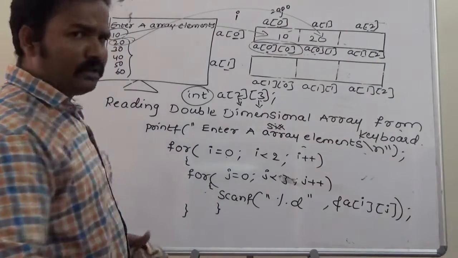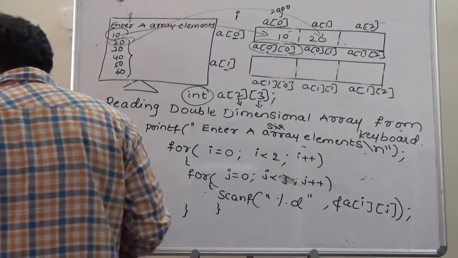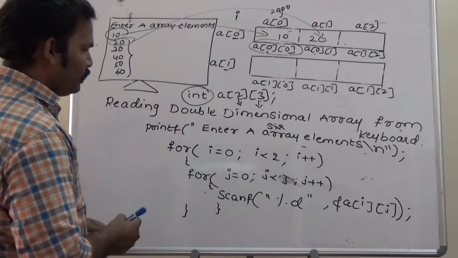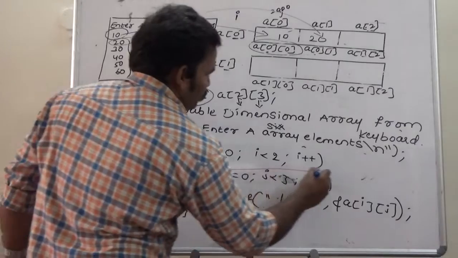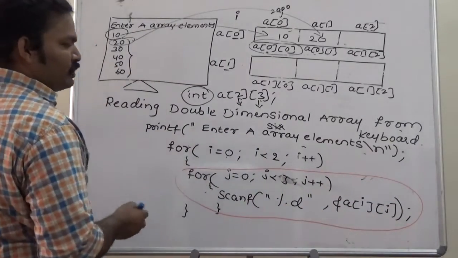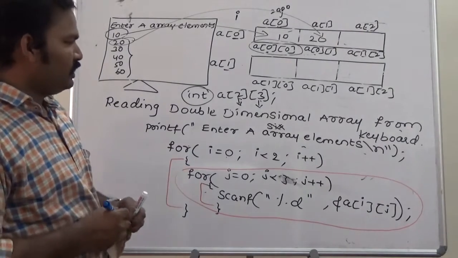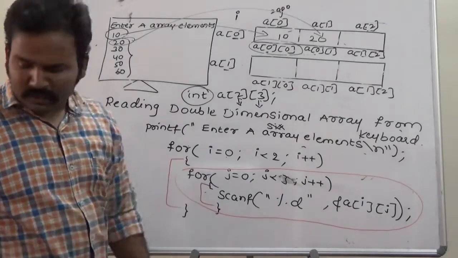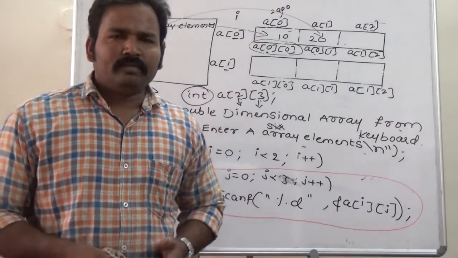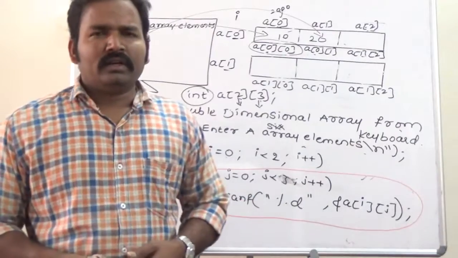So this is a nested for loop. What is a nested for loop? Writing one for loop within another for loop is called a nested for loop. This is the inner for loop and this one is the outer for loop. Already we discussed the execution flow of the for loop and the nested for loop, so I think there is no need to discuss it now.